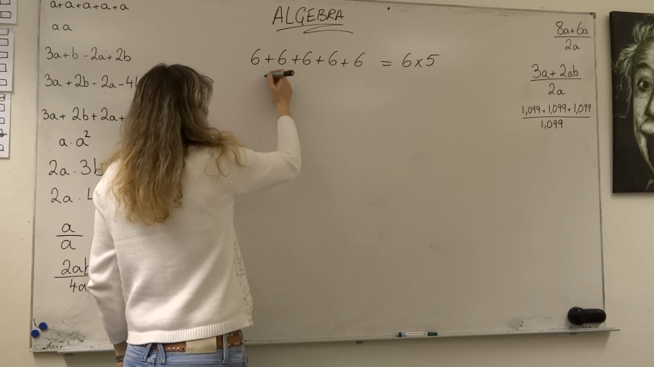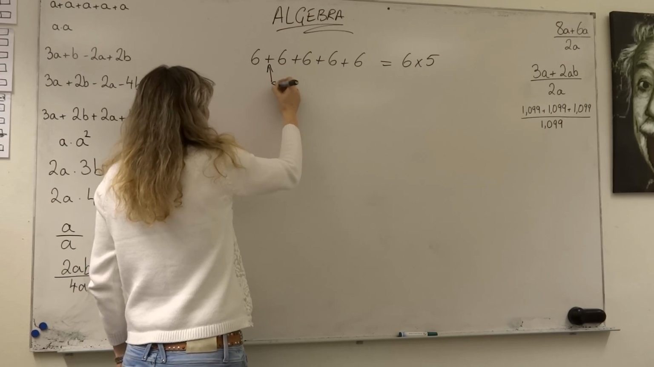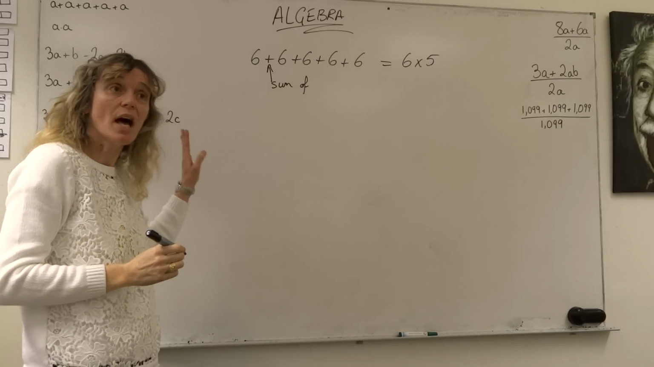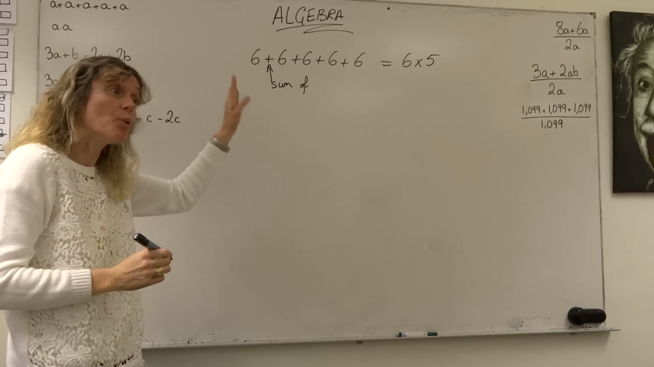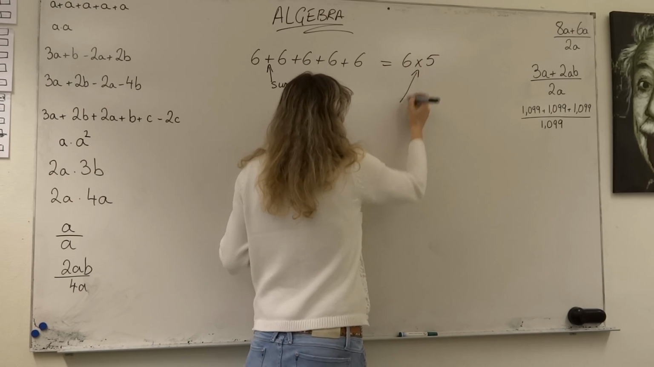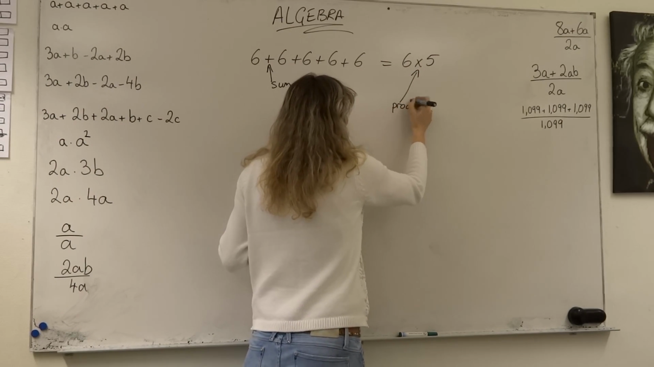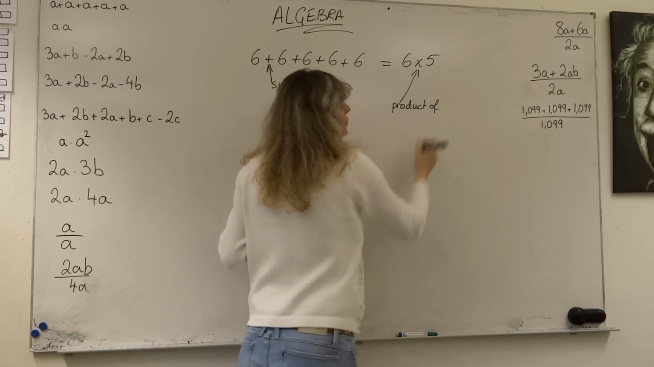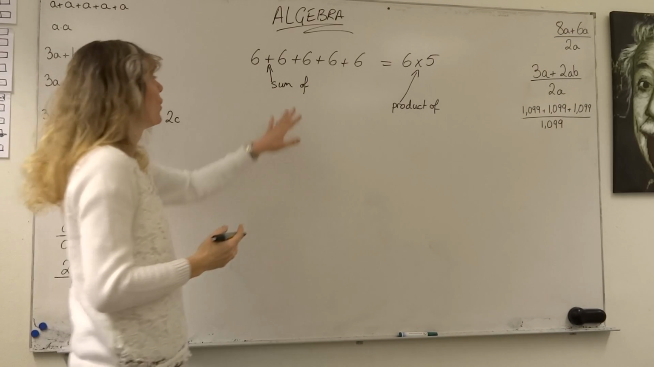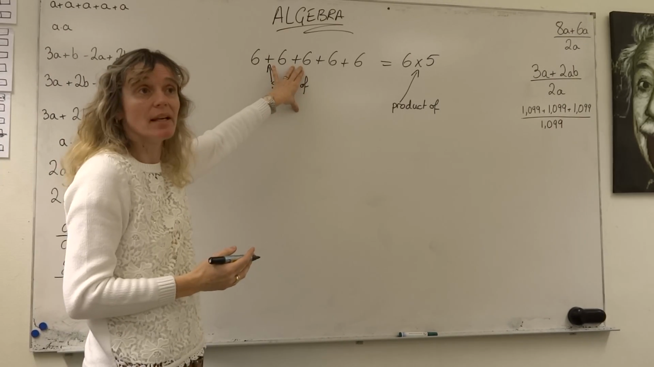The addition sign here means that we're taking the sum of. The sum of lots of things means we're adding up all of those things together. Whereas the multiply sign here tells us that we're taking the product of. So the word product means multiply. The word sum means adding.